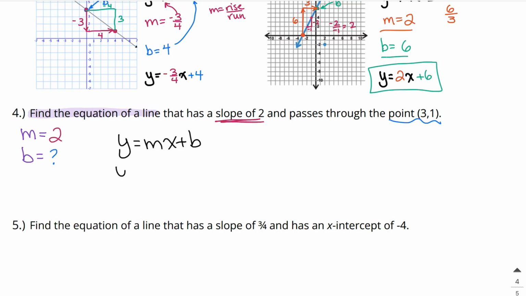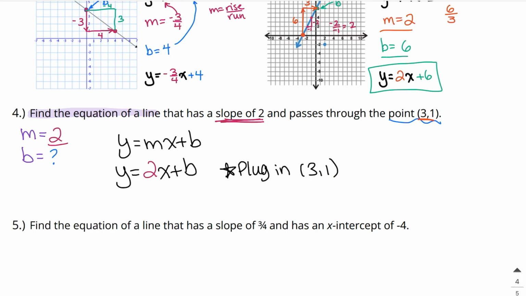And I know that I'm going to fill in 2 for the m because I know that the slope right here is 2. But I don't know the b, so I'm going to leave it as b. Again, this should be a review for you from last year. So now in order to solve for b, I need to plug in 3, 1. Okay? And the 3, 1 came from this point right here.